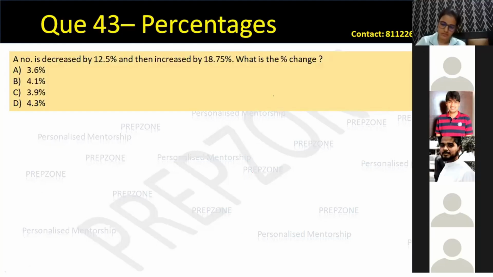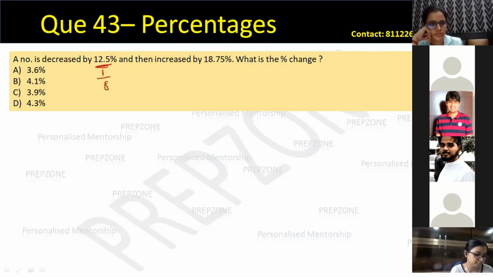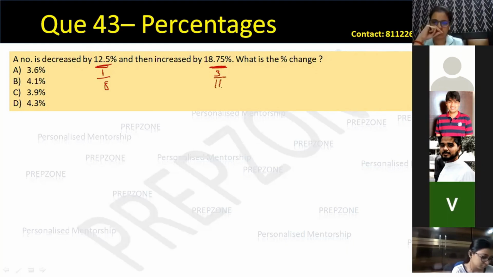Next question. I'll give you 15 seconds for this. Just do mental calculation. It's a simple calculation speed check, which will be very important for your exams. See how you do it. And these tricks will help you even in CAT. A number is decreased by 12.5% and then increased by 18.75%. What is 18.75? 3 by 16.